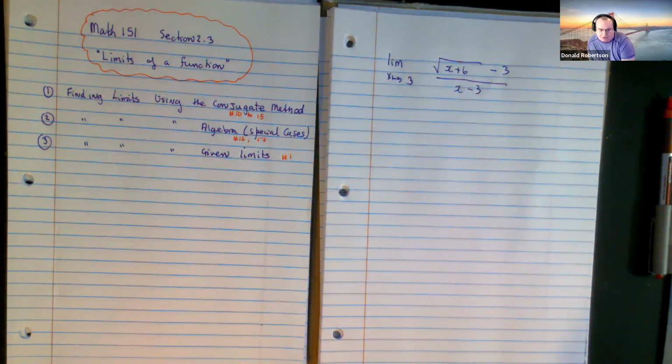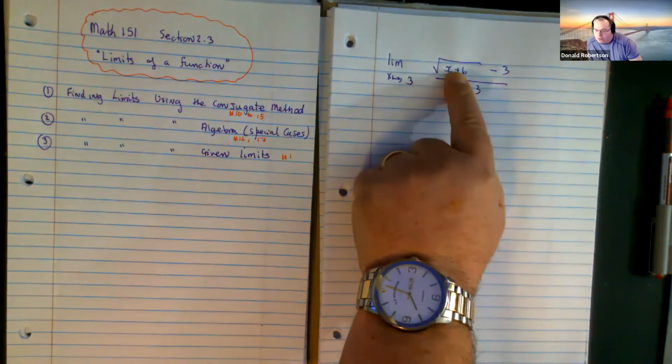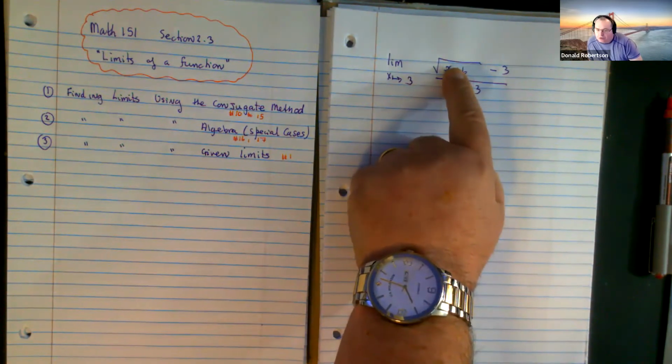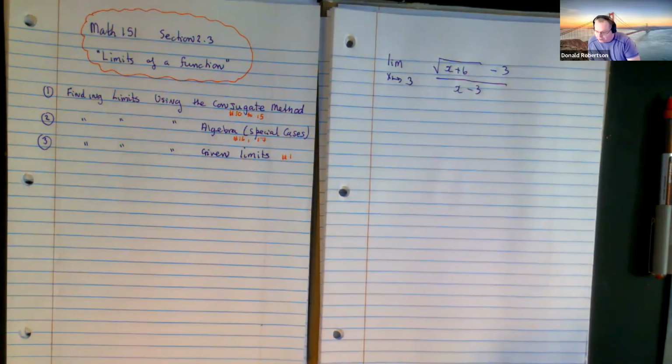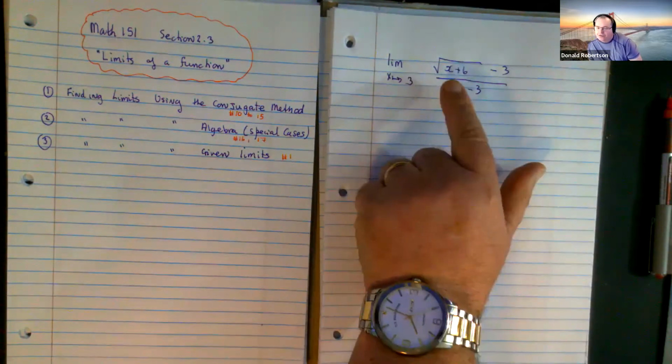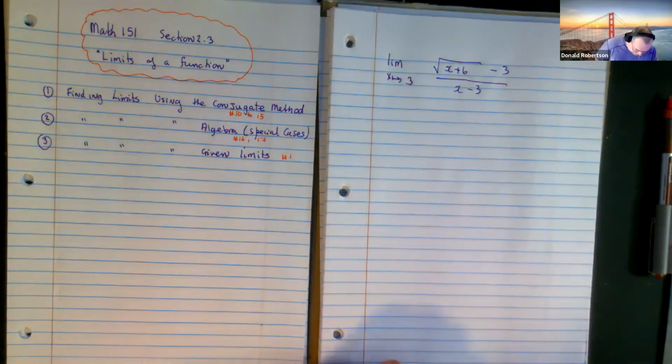What makes this the conjugate method? Dead easy to tell when you're going to do it. There's a square root. That square root could be here, it could be here, it could be down here. But you'll see a square root, right? So as long as you see a square root, you're going to be able to do that method.